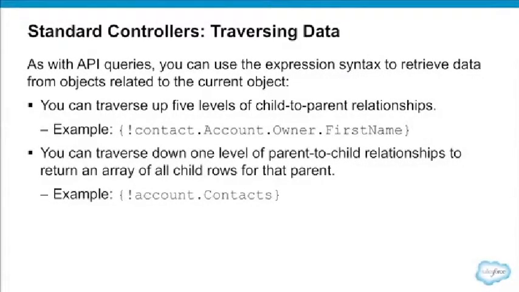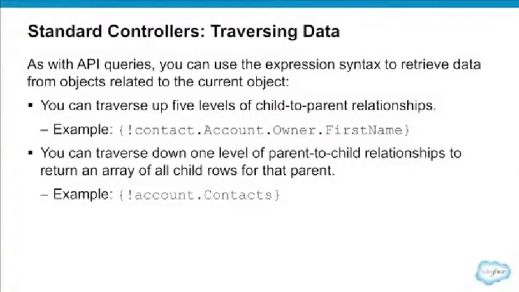With the standard controller, we can go up 5 levels and we can go down 1 level. So it gives us a lot of flexibility to access related records, whether they be parents, grandparents, great-grandparents, etc., or children. Now, this all refers to getters. When we're talking about setters, your Visualforce page can only modify a single record type at a time, or single object type at a time.